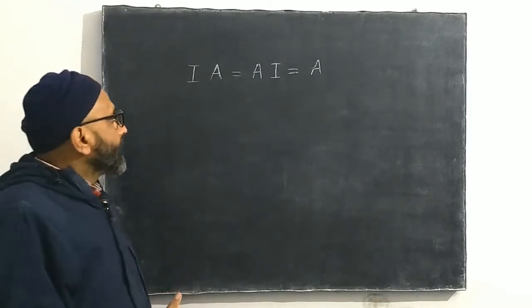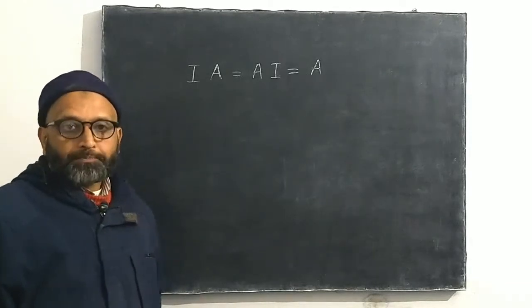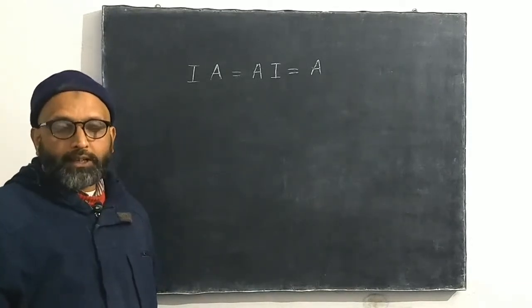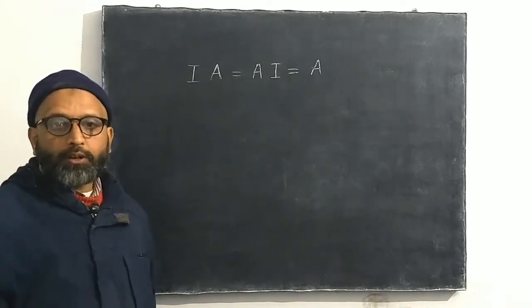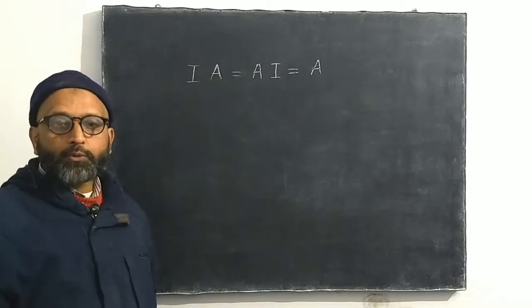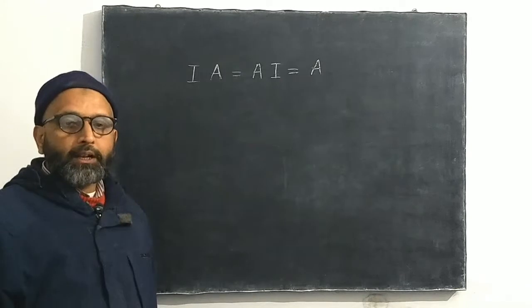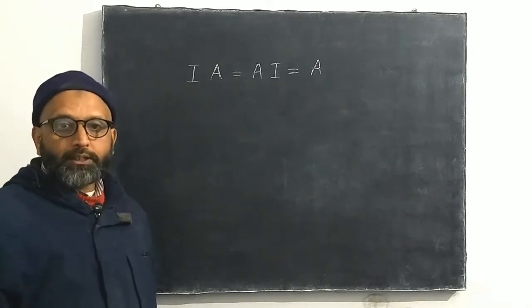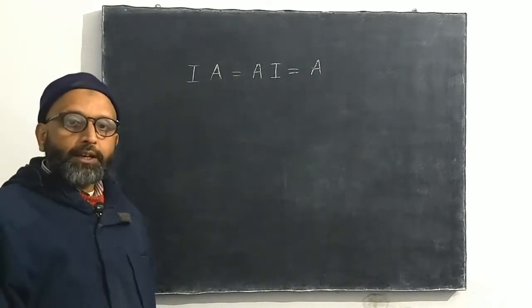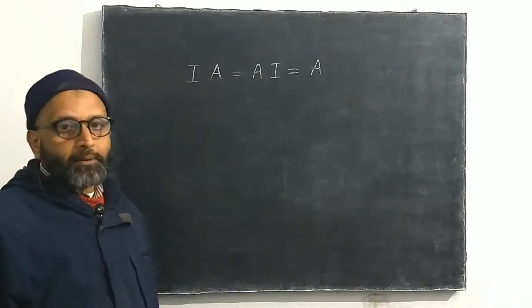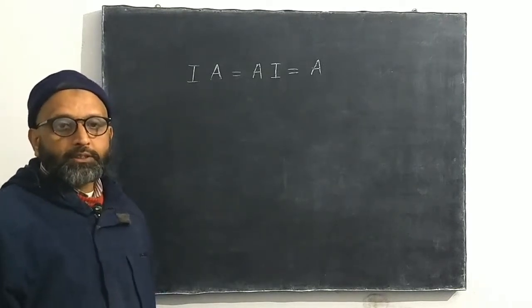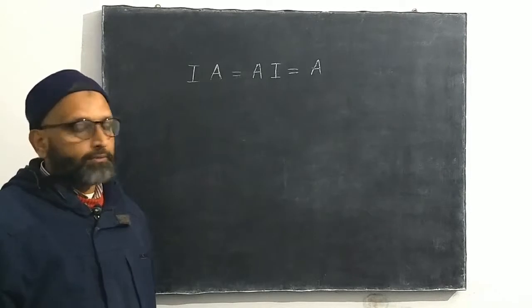This is just like multiplication by 1. Identity matrix acts as 1 in ordinary multiplication, as we know that 1 twos are 2, 1 threes are 3, 1 fours are 4, 1 fives are 5. If we multiply any number by 1, the result is the number itself. In the same way, if we multiply any matrix by identity matrix, the result is the matrix itself.